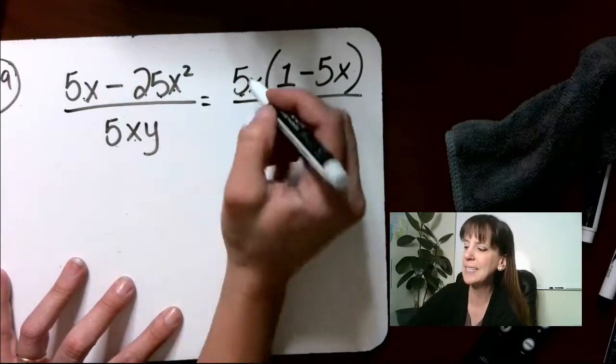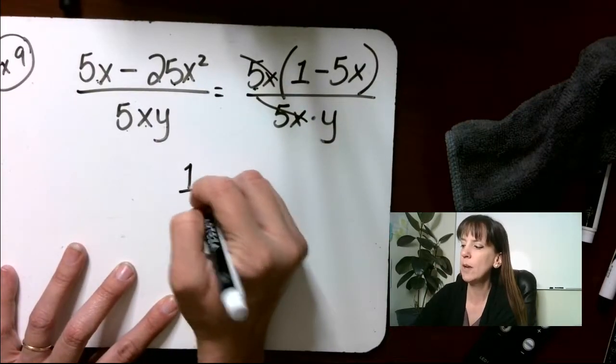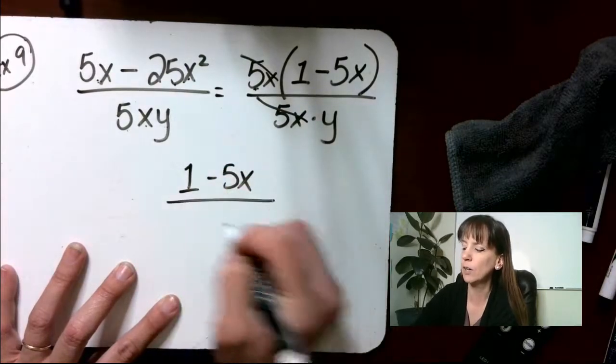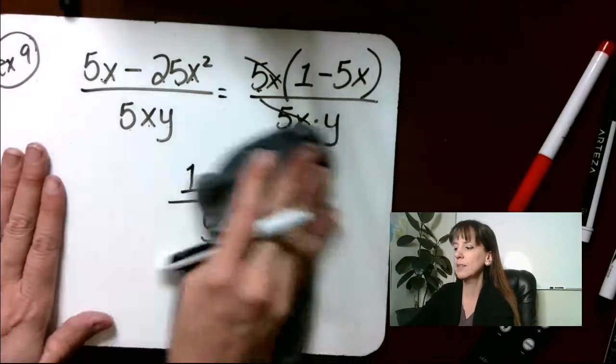The reason why I did that is now I can get rid of these and these. So what I have left is 1 minus 5x over y. 1 minus 5x over y. Excellent.